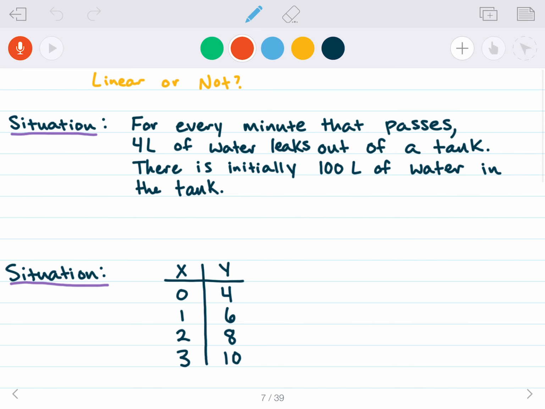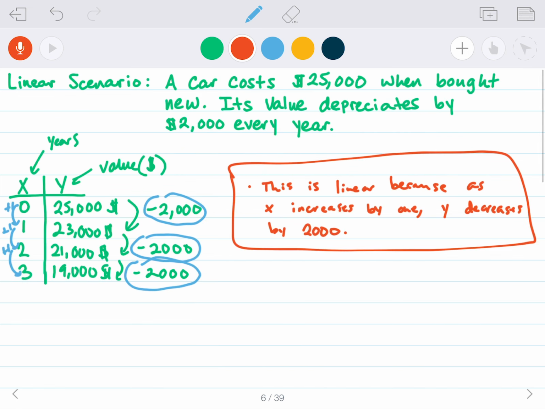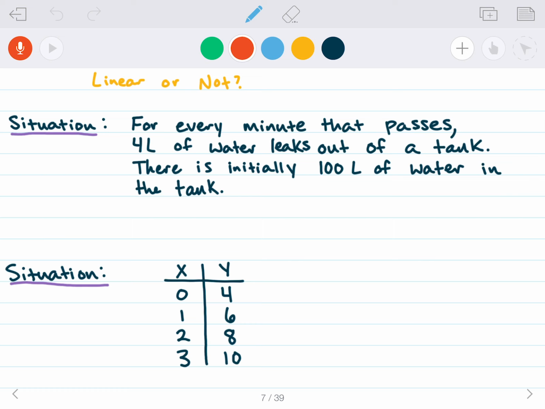Okay, let's determine whether or not these situations are linear or not. Let's look at number 7. Let's look at the first one. For every minute that passes, 4 liters of water leaks out of a tank. There is initially 100 liters of water in the tank. Is this linear? Well, yeah. For every unit of time, for every minute, 1 minute, 2 minute, 3 minute, 4 minute, a set amount of water is being leaked out of the tank. That's linear, you guys. So let's make a table for this.